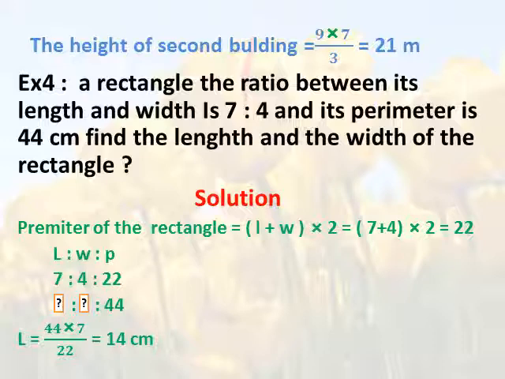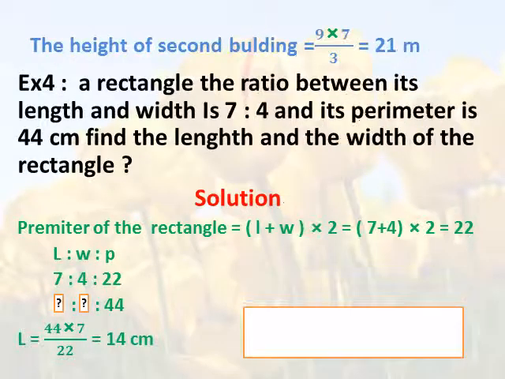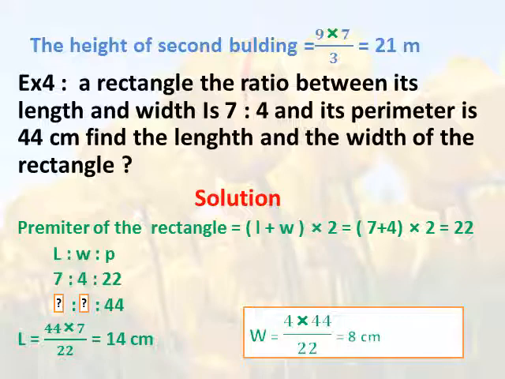To get the width, we will hit the first term, which is L, and use cross multiplication to get W. W equals 4 times 44 divided by 22. Cancel 22 with 44, equals 2. 2 times 4 equals 8 centimeters.